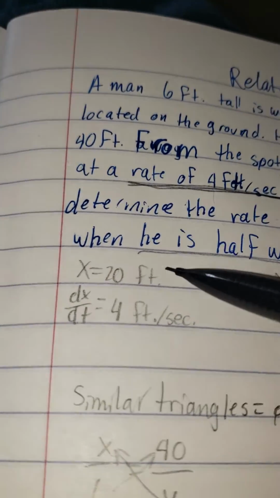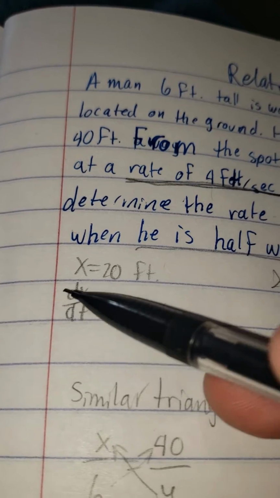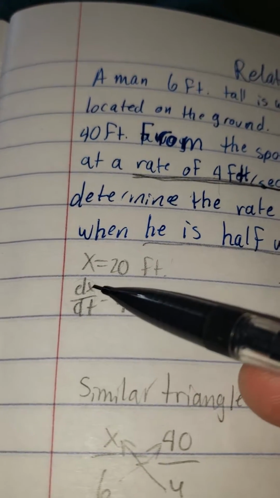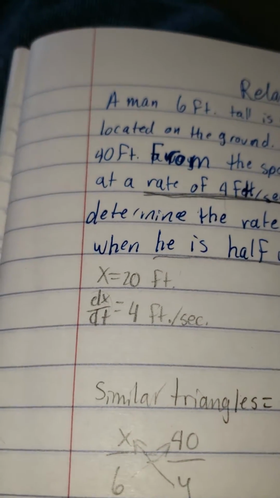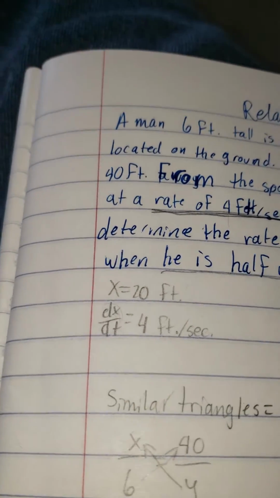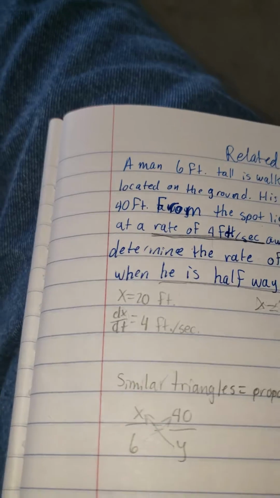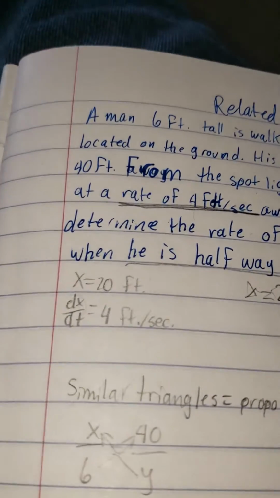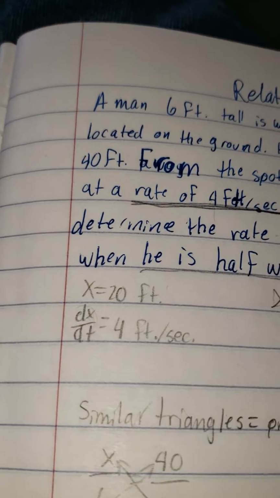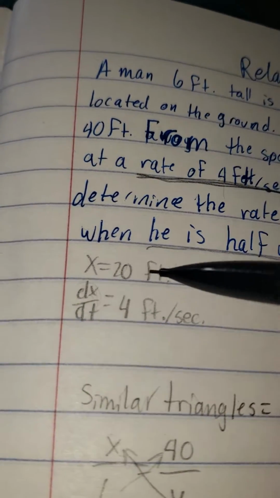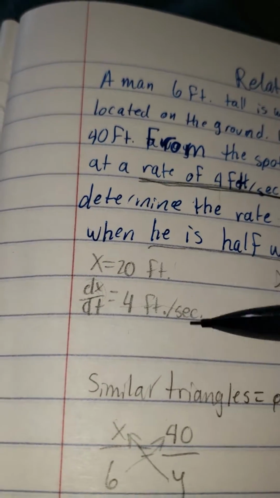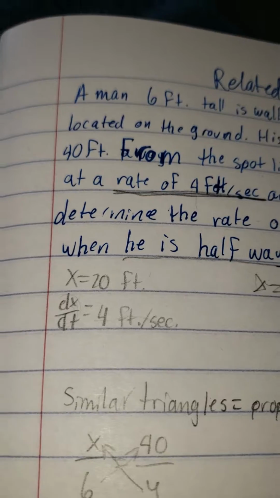So from that we get this. Now you're going to notice that the variable used is dx over dt, because the way that these rates work is that it's a differential in reference to time, or t. So we end up with x is 20 and the rate of change being 4 feet per second.